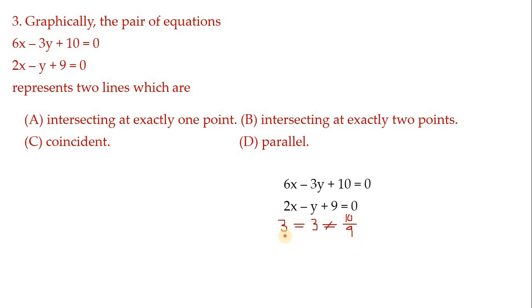Therefore what we can say is, these two are equal. I mean A1 by A2 is equal to B1 by B2, which is not equal to C1 by C2. So this is related to parallel lines. Therefore option D is correct. Move on to the next one, children.